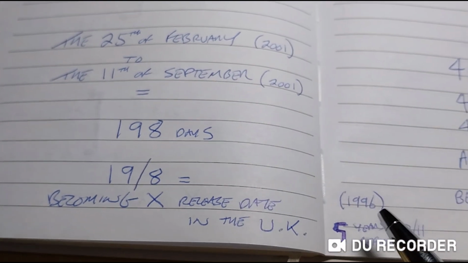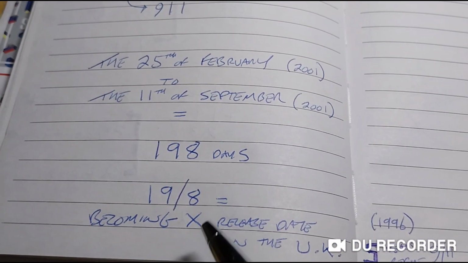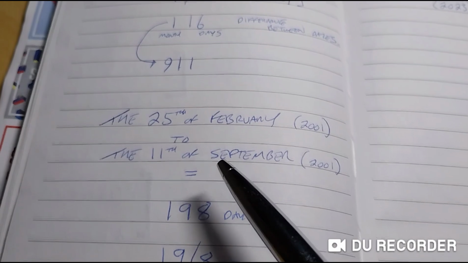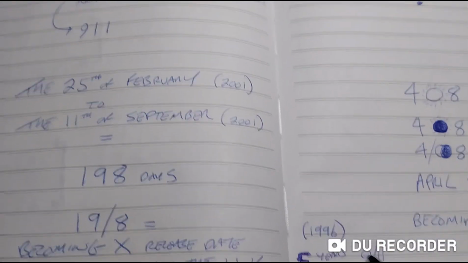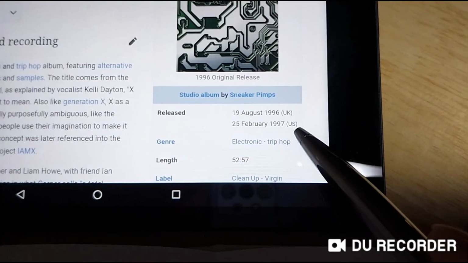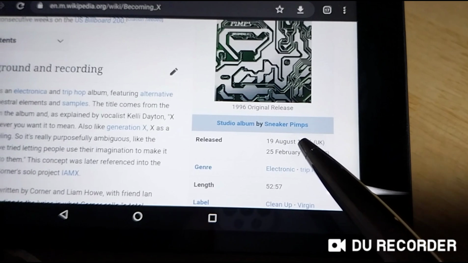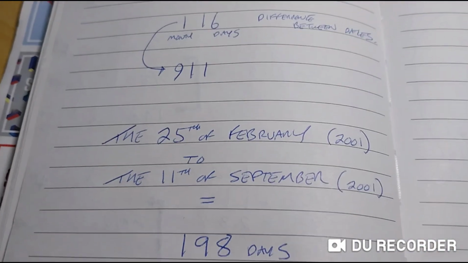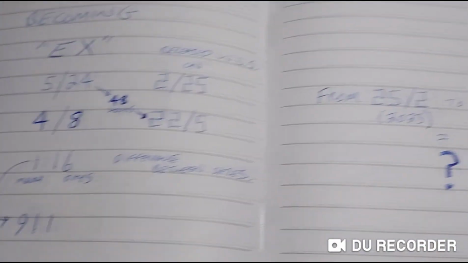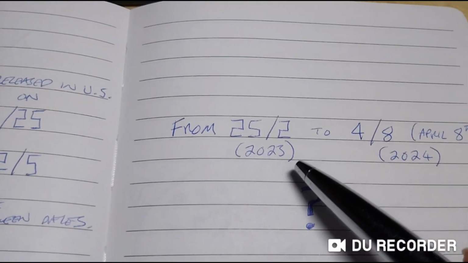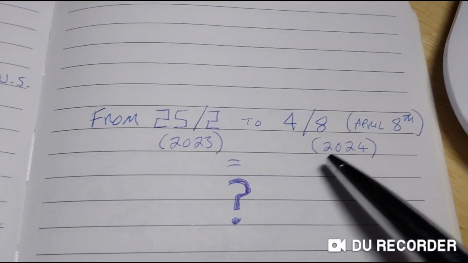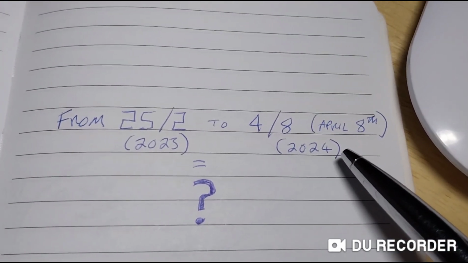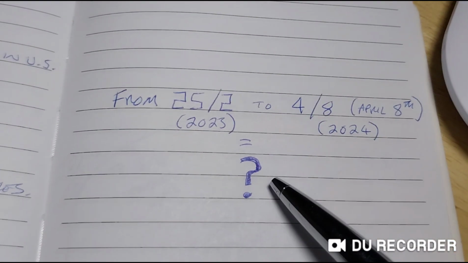9th of August. Release date. 198 days difference between 25th of February release date in 97. The Sneaker Pimps album. 25th of February then of this year. It's the eclipse date for next year. How many days is that?